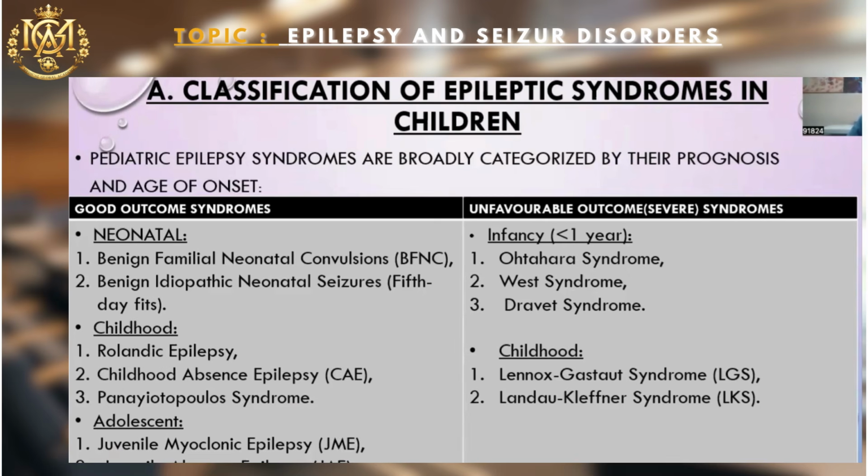If you know this classification, you'll be able to rule out based on the age group only. Under the neonatal good outcome syndromes come benign familial neonatal convulsion and benign idiopathic neonatal seizure. In childhood, Rolandic epilepsy and childhood absence epilepsy. In adolescence, juvenile myoclonic epilepsy and juvenile absence epilepsy. These all have a good outcome.